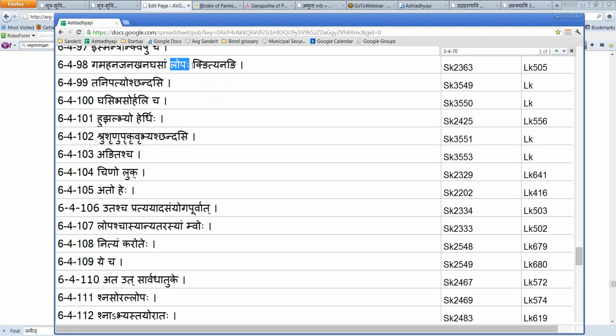Let me just check the anuvritti from 98. Yeah, lopaha was coming down, then hujalbhyo herdhihi, I think it's chino luk herdiadesha. Anyway, maybe the anuvritti of lopa may not be coming down all the way from here. But in any case, whether the anuvritti is coming down or not, I think that lopaha only goes for a couple of rules.